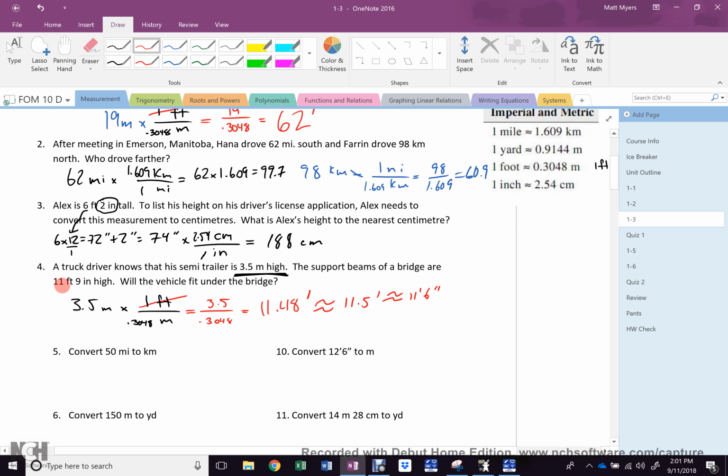The 9 inches, that's the bridge. 11 feet, 9 inches. Where did you get the 0.5 from? Well, the 0.5 was 11.48, which you got in your calculator. And isn't 0.48 very close to 0.5? 0.48 is 48 over 100, which is 0.5, right? Yeah. Okay. And 0.5 of a foot is 6 inches, right? So my truck was 11 foot 6 inches.